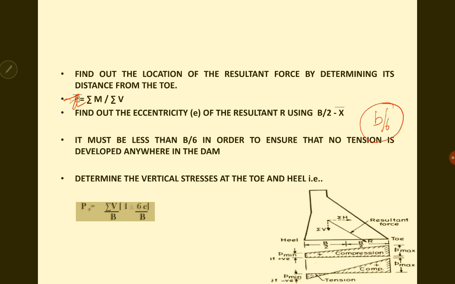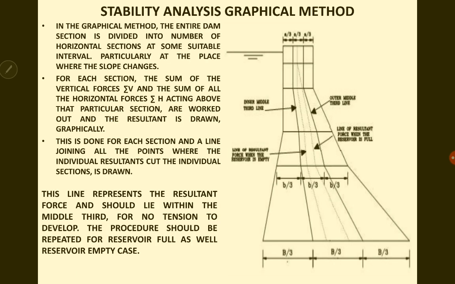If it is within the limit, then you can use the formula, that is, vertical stress sigma V is equal to sigma V by B into 1 plus or minus 6e by B. This is the formula that is used to find the vertical stress that acts at the toe and the heel. That is how you do it by the analytical method. That is two-dimensional analysis by the analytical method.